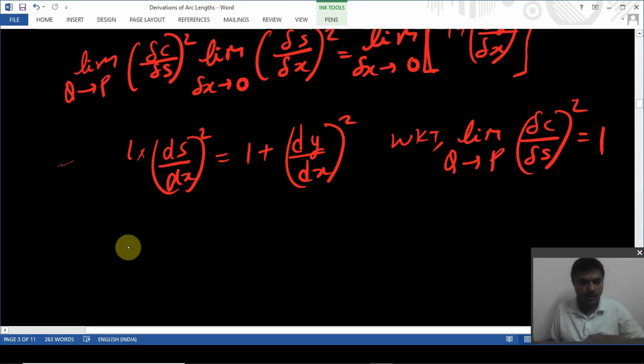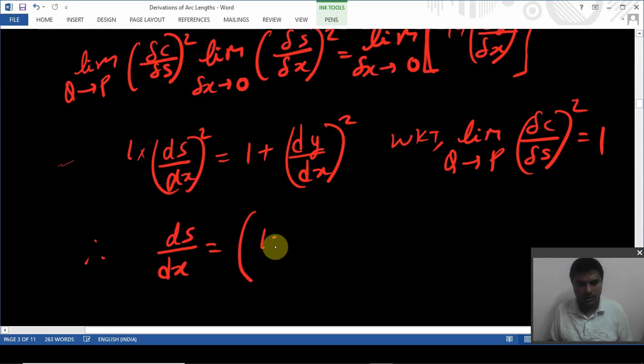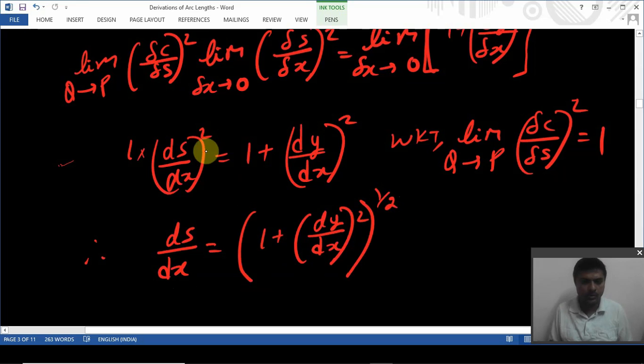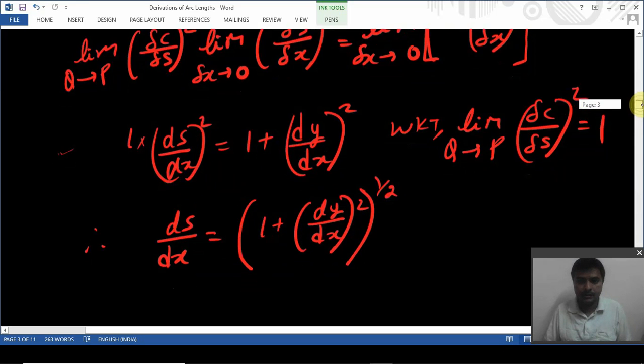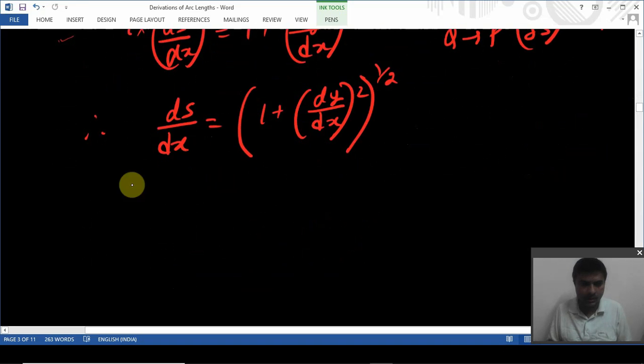So we take ds upon dx is equal to, taking the square root on both sides, 1 plus dy upon dx the whole square raised to 1 upon 2. If you simplify, you will get this. This is with respect to x.